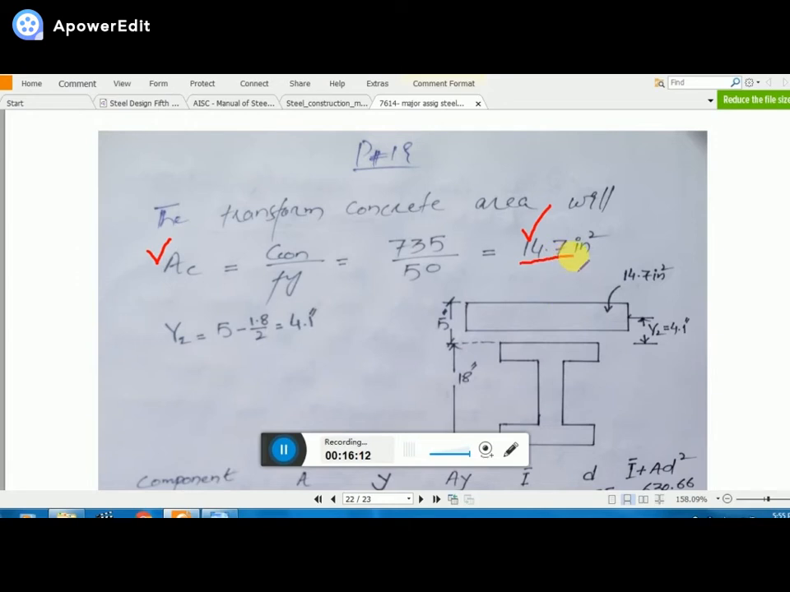Now you see the actual area of concrete is not this one. The actual area of concrete, you know the width and you know the thickness, and that is the actual area of concrete. But we ignore that area and we only consider this amount of concrete area, and we say that this is the concrete area which is effective, which is basically taking loads, which is basically taking part in bending. Clear? So this area, that is 14.7 square inches, is the only effective area.